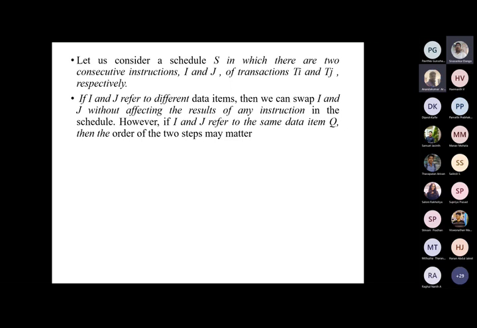So you have two transactions Ti and Tj. If they refer to different data items, we can swap the execution of the instructions without affecting the results in the schedule. However, if the instructions I and J refer to the same data item Q, then the order of the two steps may matter.